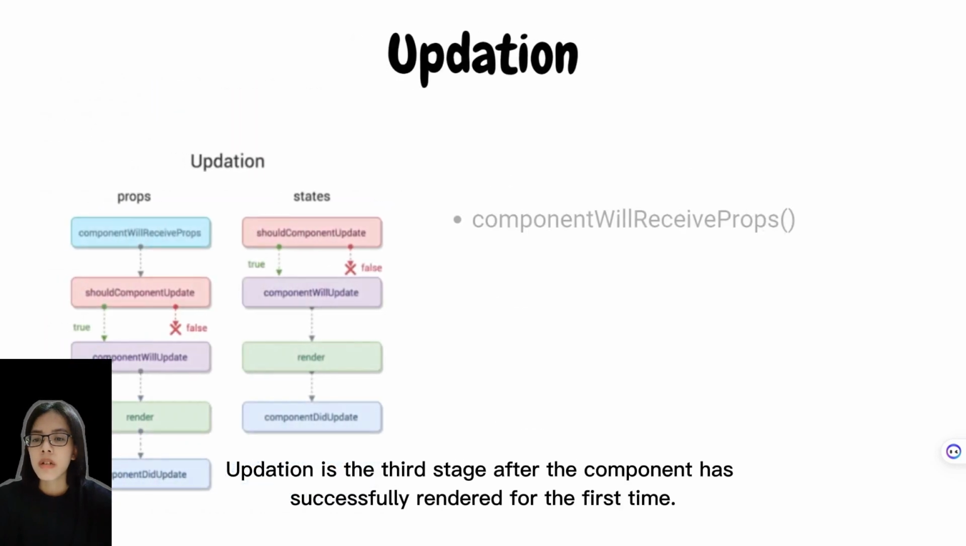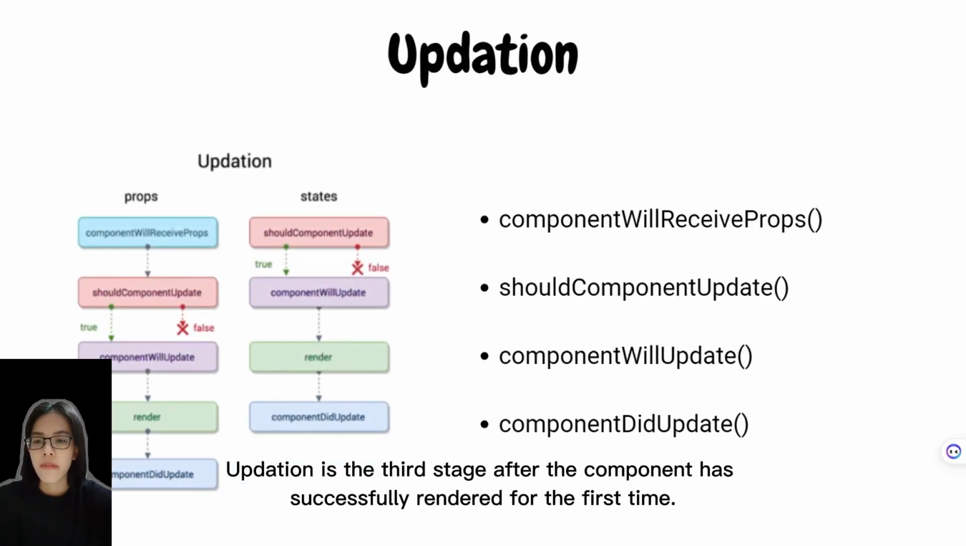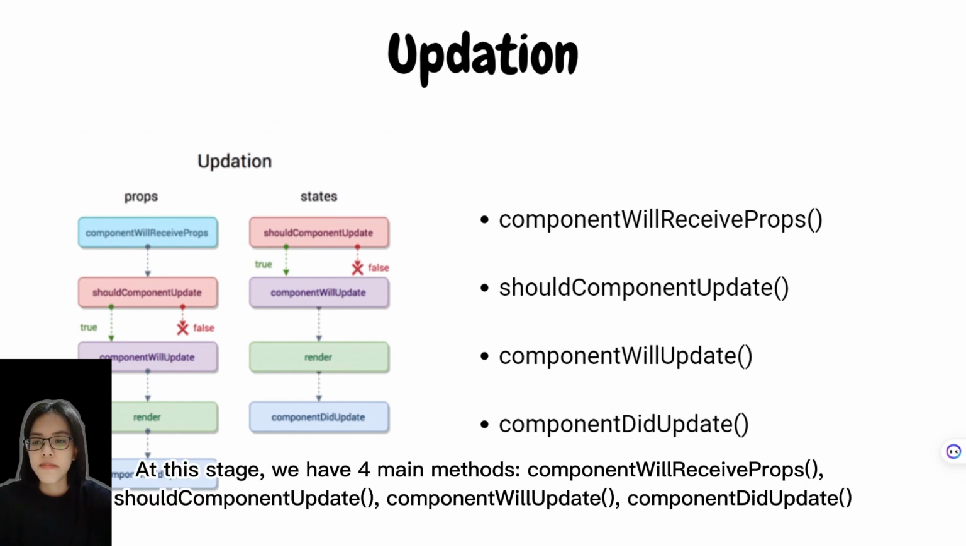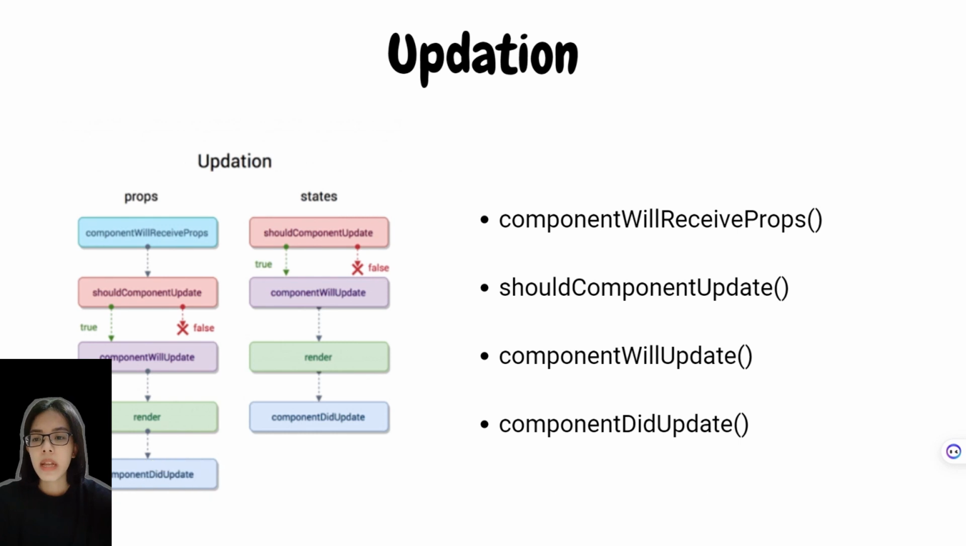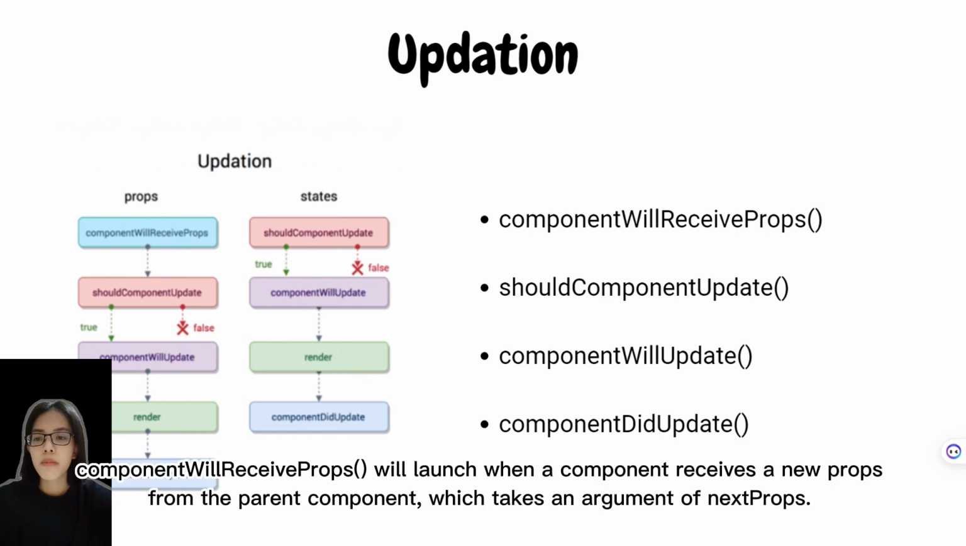Updating is the third stage, after the component has successfully rendered for the first time. In this stage, we have four main methods: componentWillReceiveProps, shouldComponentUpdate, componentWillUpdate, and componentDidUpdate. componentWillReceiveProps will be called when the component receives a new prop from the parent component, which takes an argument of the next props.